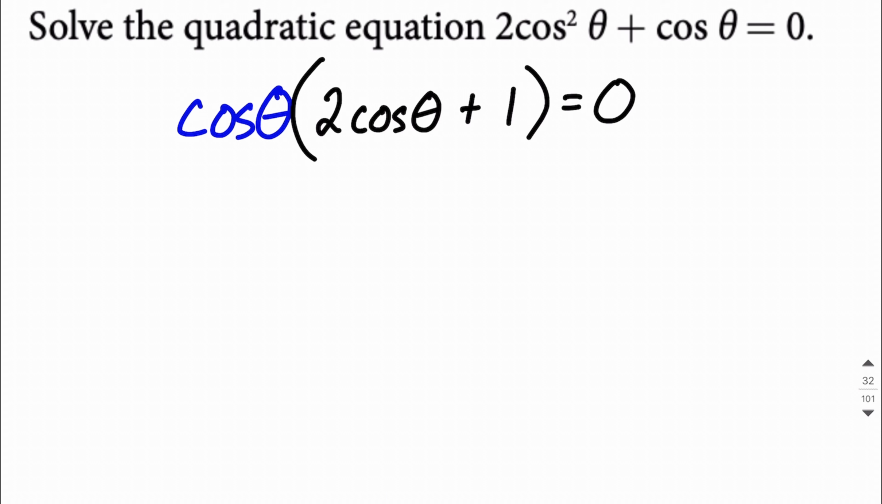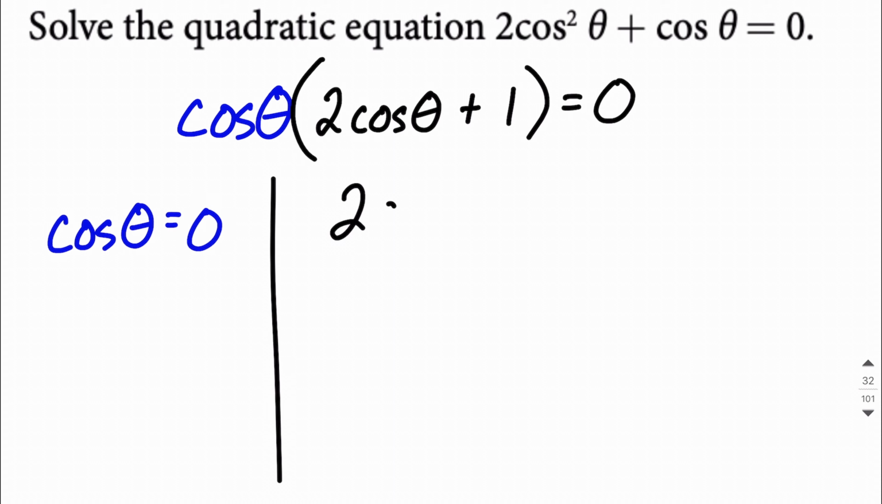Now that we've done a little bit of factoring, what I'm going to suggest is we go ahead and set each factor equal to 0. So we've got cosine of theta, we're going to set it equal to 0. And then we have 2 cosine of theta plus 1, we're going to set it equal to 0 as well.